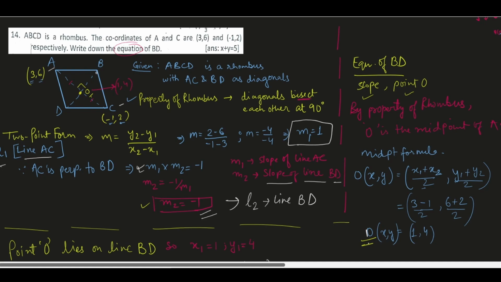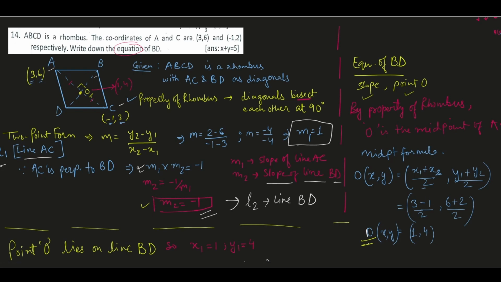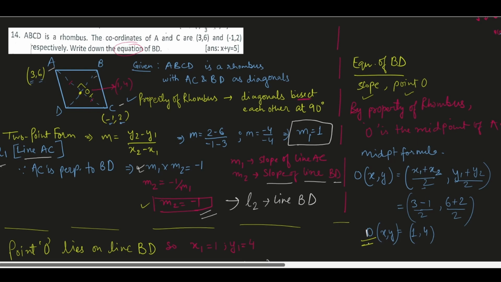I could have found point B and D, but there is no use to make the question complex. The nearest I could find is point O, which is the midpoint of point A and C. I directly applied the midpoint formula, which is x1 plus x2 by 2 and y1 plus y2 by 2. So x1 is 3 here and x2 is -1, y1 is 6 and y2 is 2. After substituting the values, I got the coordinates of point O as 1, 4.